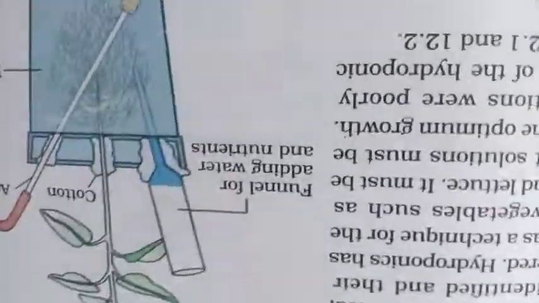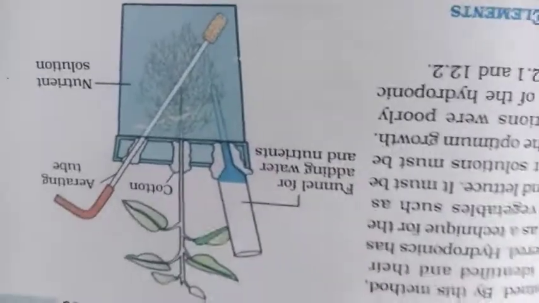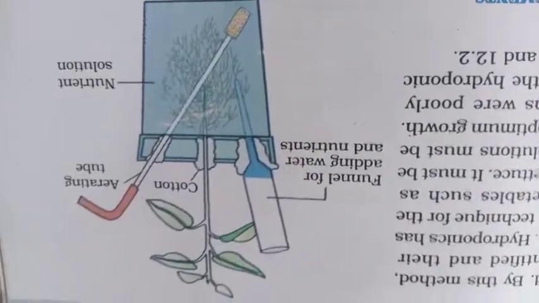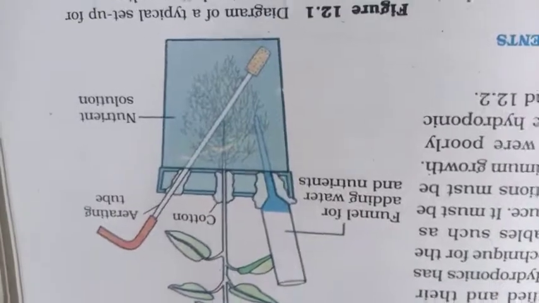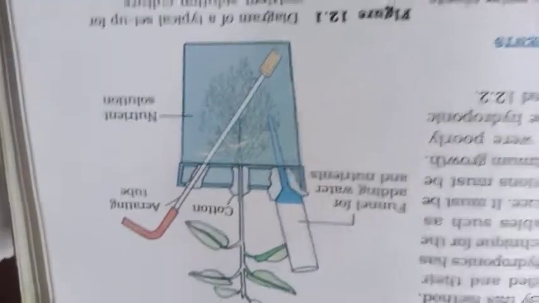The growth of the plants was not up to the mark when the plants were poorly aerated, and this is a technique for the growth of the plants using the mineral nutrients, and that too in the absence of soil. And the technique is known as hydroponics.